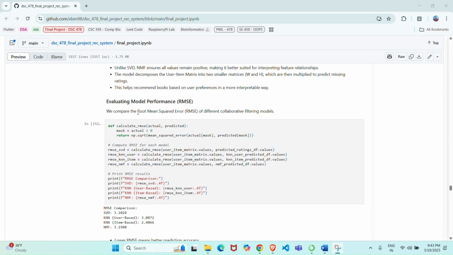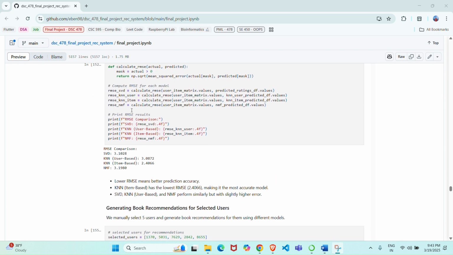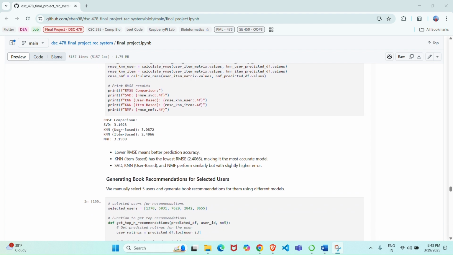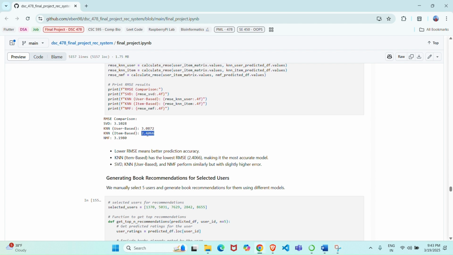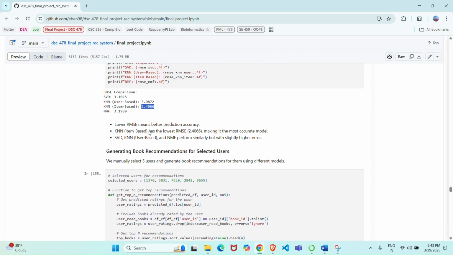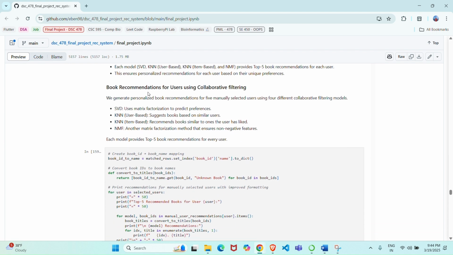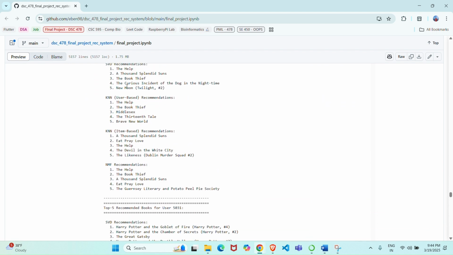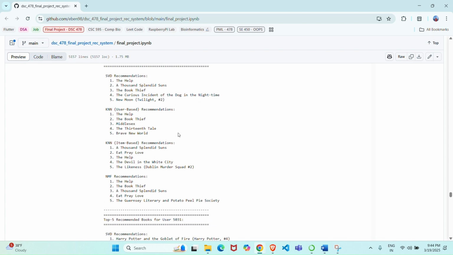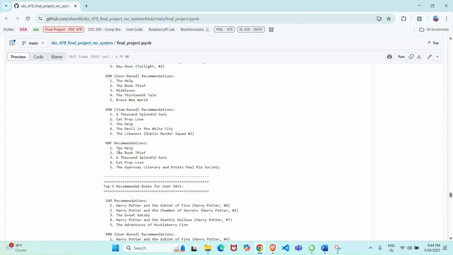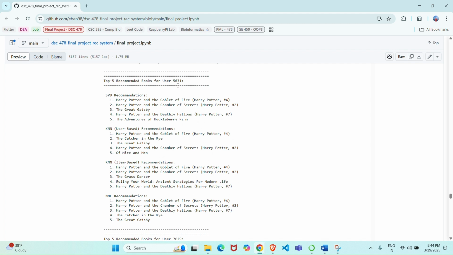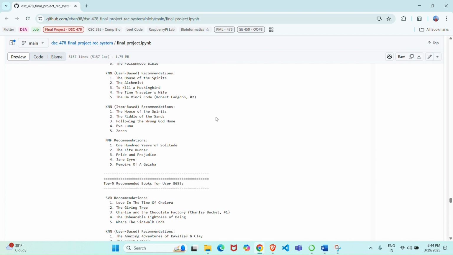Based on all those 4 methods' predictions, we are calculating the RMSE values, and based on these RMSE values we can see that the KNN item based had the least value, and it was one of the most accurate based on this. And then we are getting the recommendations for these selected users for all the 4 models. So here you can see for this model I just checked the Excel sheet, and he has read Harry Potter 1, so it has given books similar to that, like 2, 4 and 7. So it is somewhat correct.